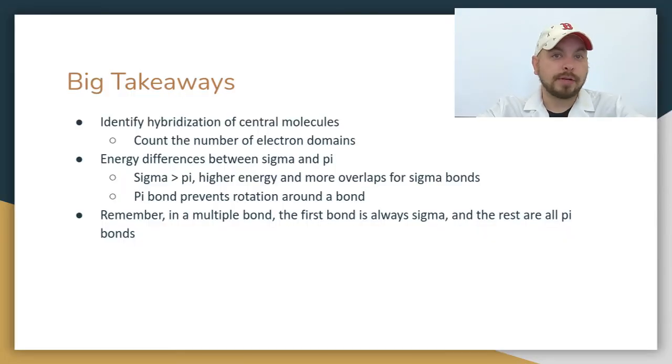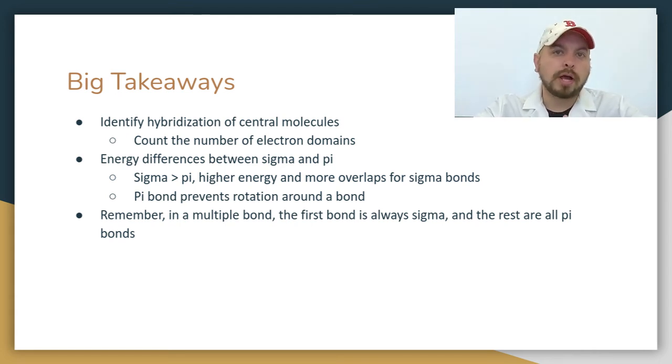That wraps up today's video. Today we talked about hybridization and sigma and pi bonding. And remember, the big takeaways from this lesson are going to be, number one, can you identify the hybridization around a central atom in a molecule? Can you identify it as sp, sp2, or sp3?